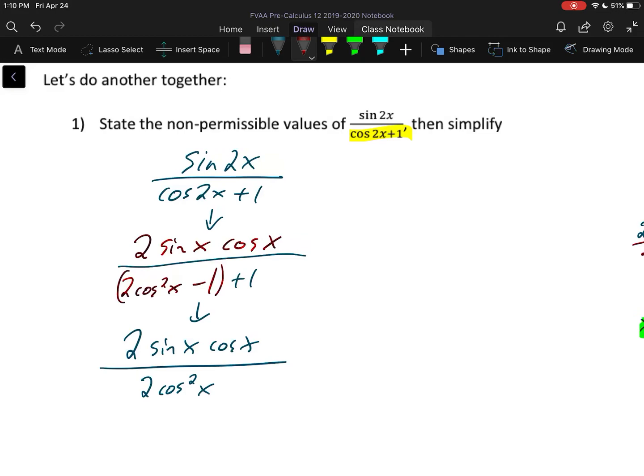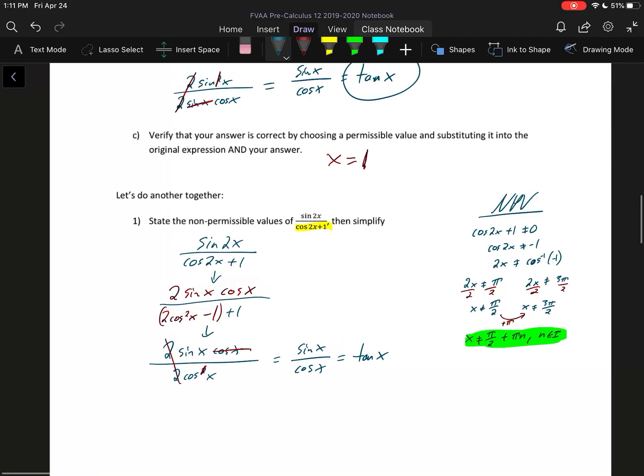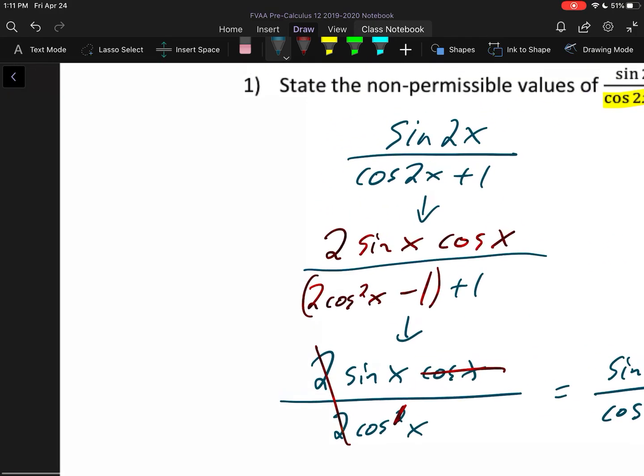All right, and again, simplifying just like last time, I'm going to cross out the 2's, and the cos crosses out the cos squared on the bottom, and I end up with sine x over cos x, which, lo and behold, again, I get tan x as my solution. Okay, now just to show that there's different ways of doing this, I'm going to do an alternative path.